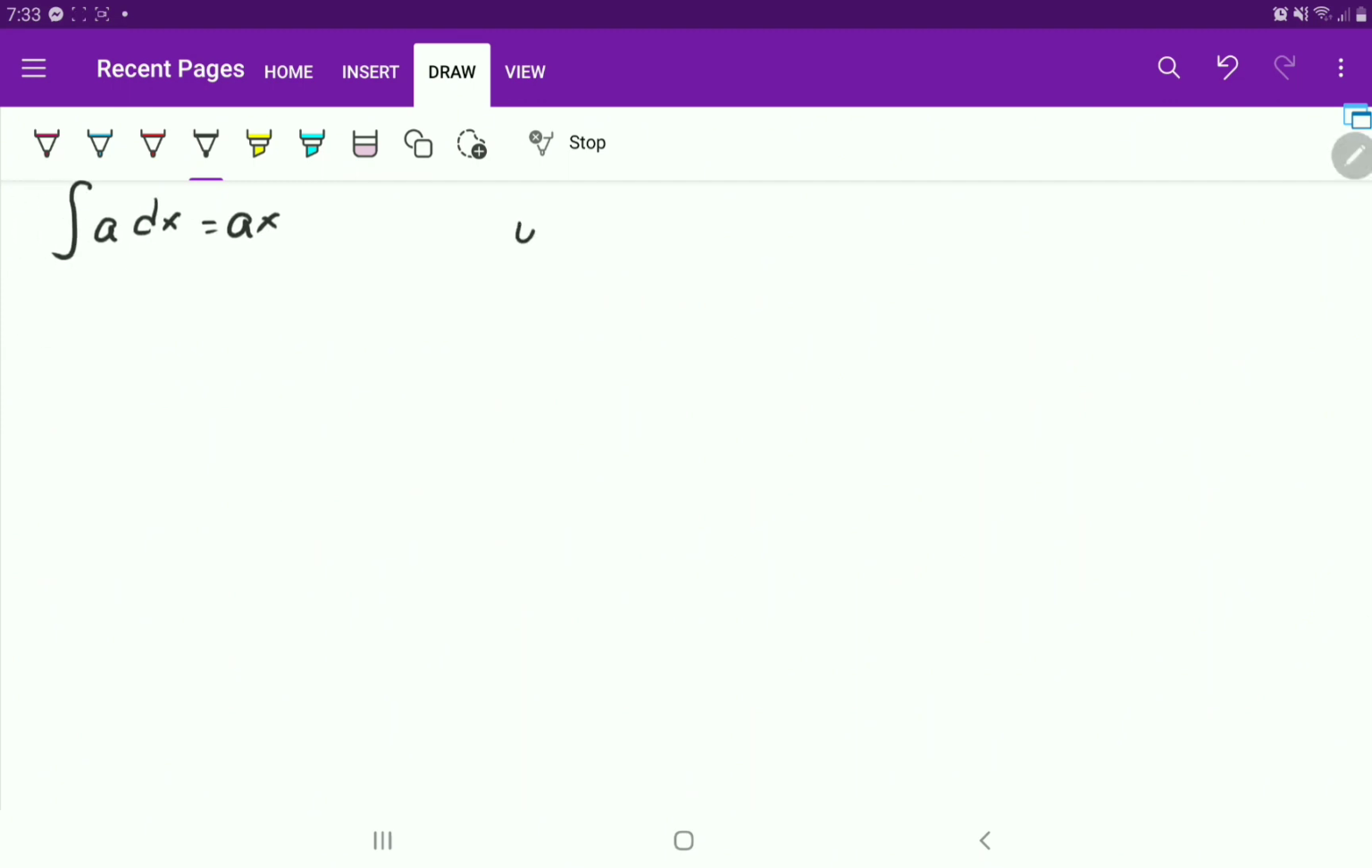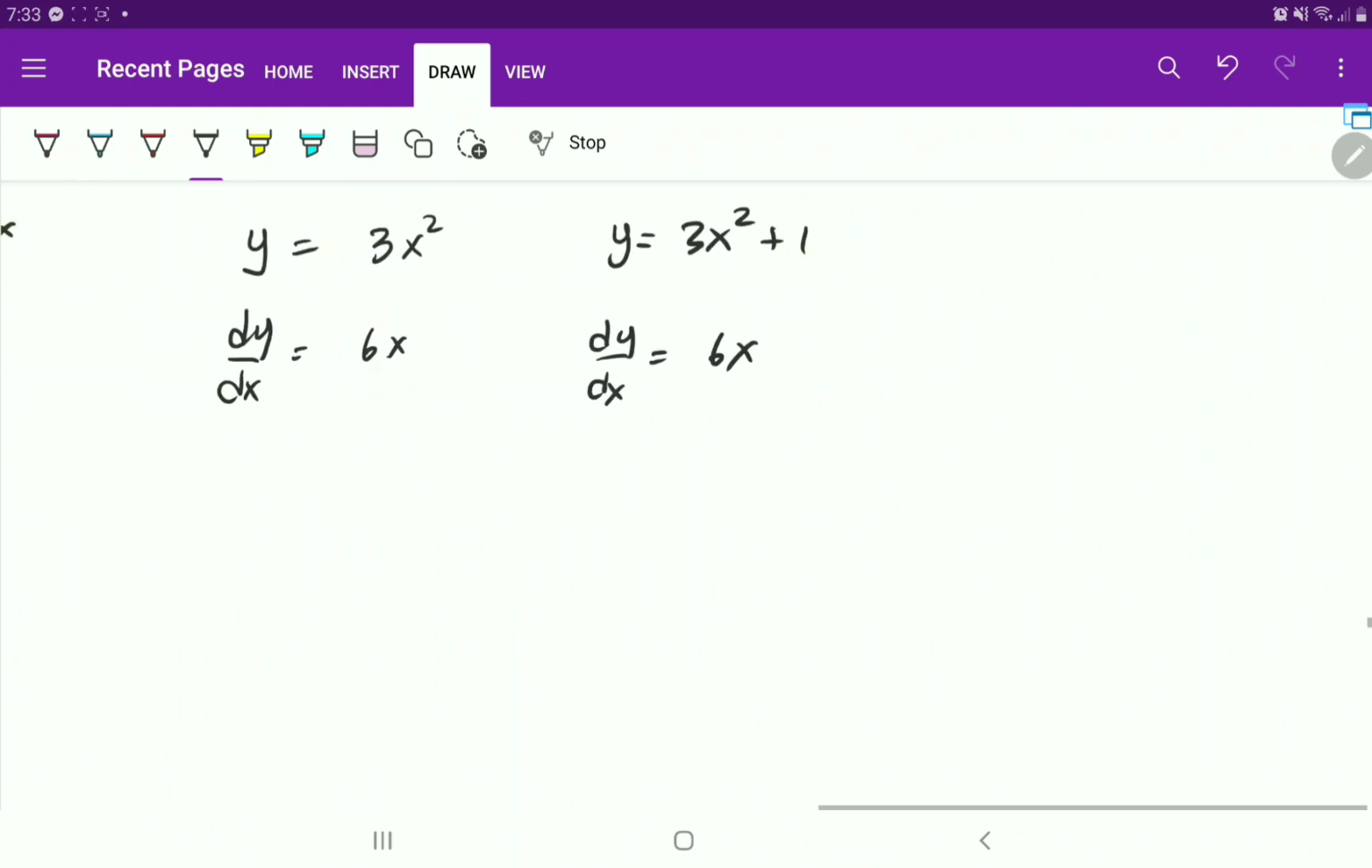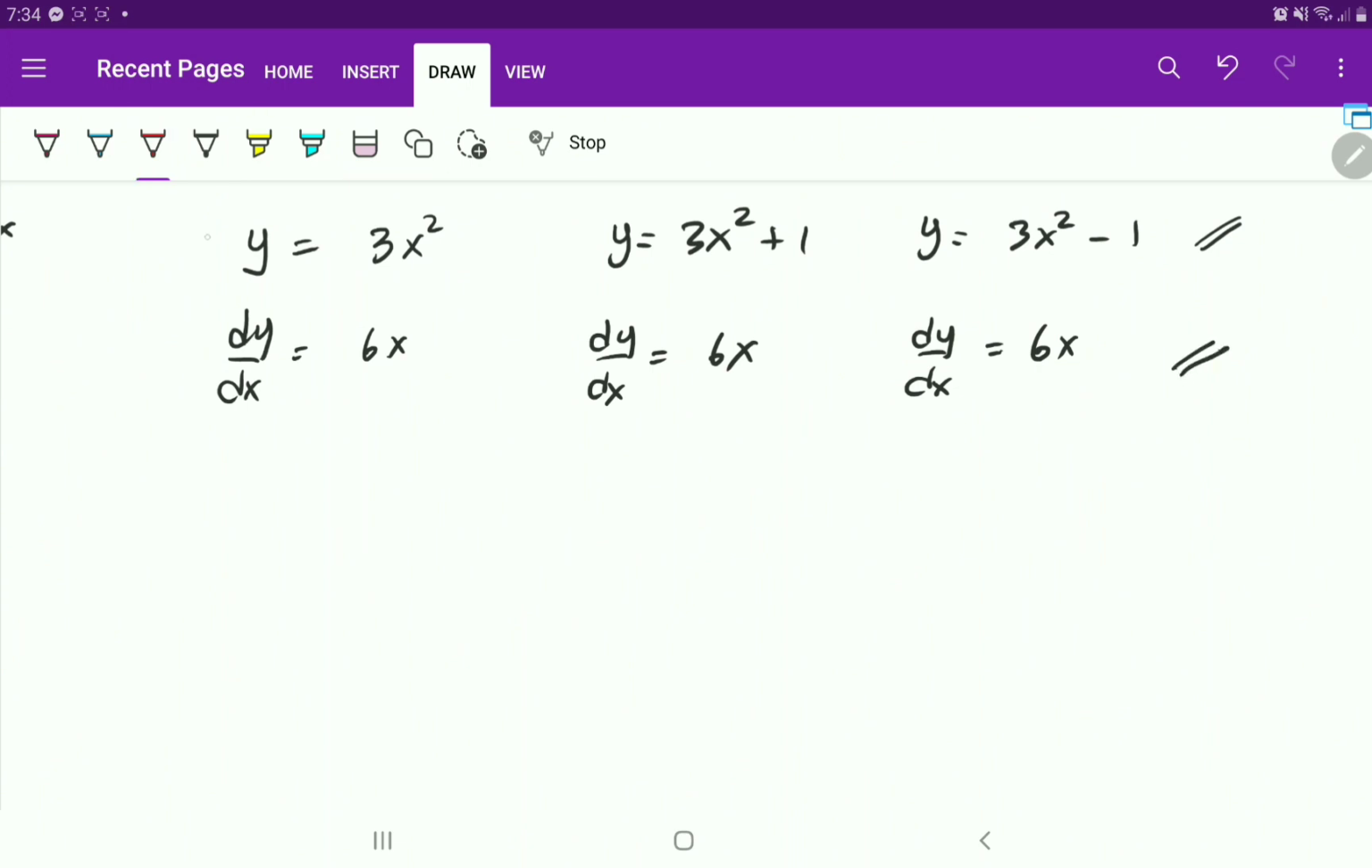Let's say that my y is equal to 3x squared. So my dy/dx is equal to 6x, right? And if I have, for example, y is equal to 3x squared plus 1, my dy/dx is also equal to 6x. If I have, for example, y is equal to 3x squared minus 1, our dy/dx is also equal to 6x. So as you can see, there are an infinite number of equations in this form with only one derivative. If you are taking from the y going this way, that is differentiation.